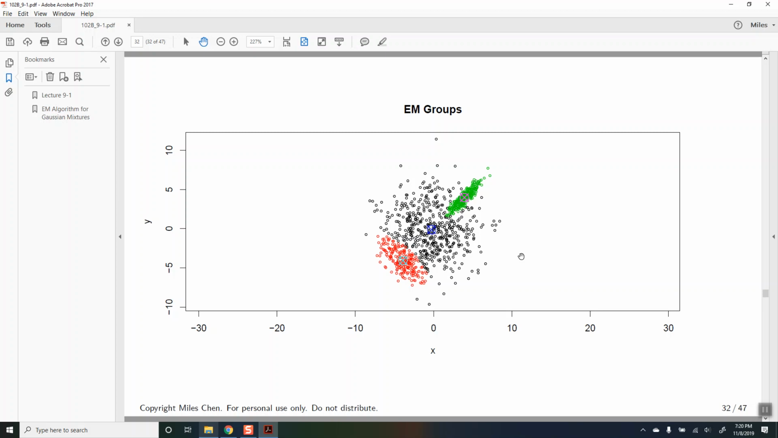So that's k-means clustering, which uses hard assignments using Euclidean distance. Whichever one's the closest, it assigns it to that. And then the EM algorithm uses probabilistic assignments, probabilistic membership weights.